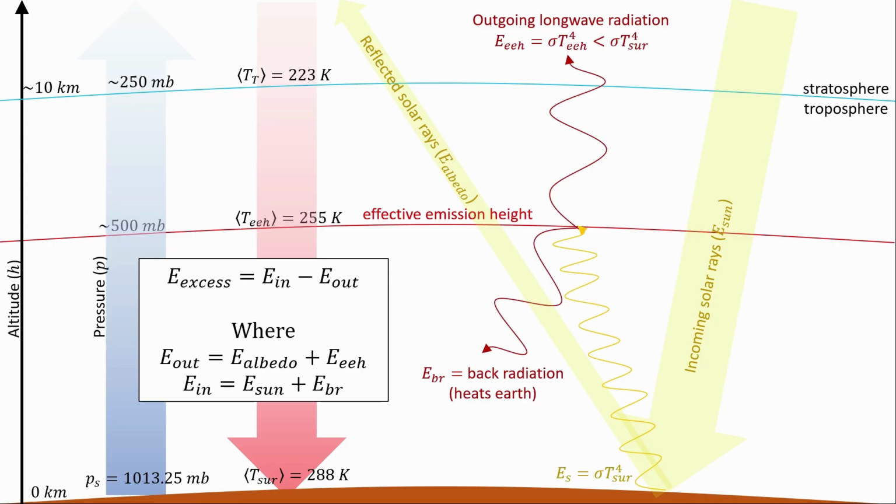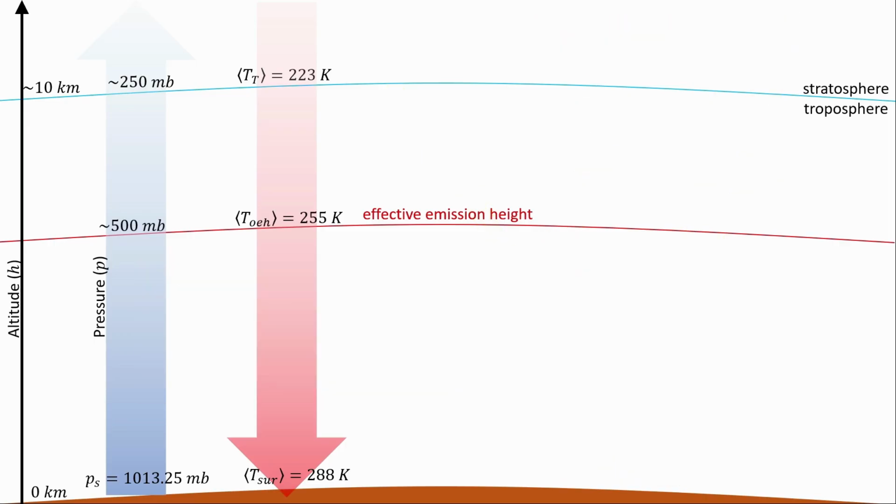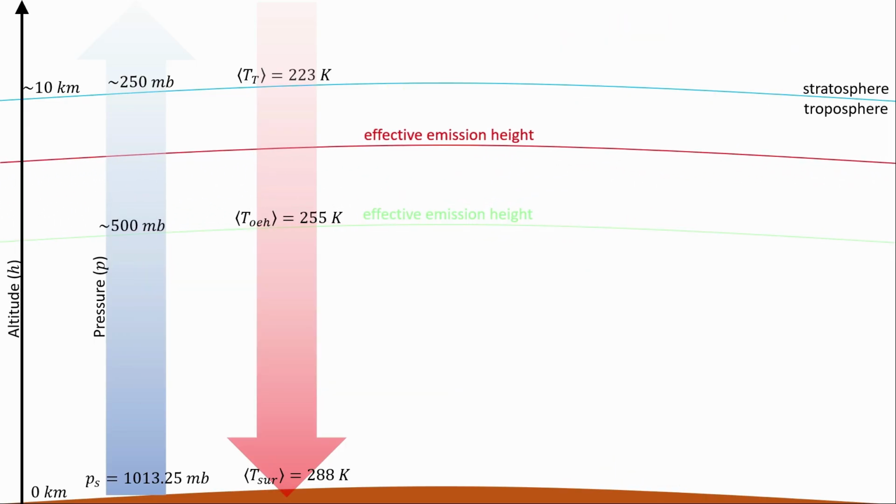But we know if we add more greenhouse gas, what happens is this effective emission height actually increases. So it goes up to there, that's 248 Kelvin. So we are now emitting at a lower temperature, which means it's emitting less energy right there. And so that's our new effective emission height.